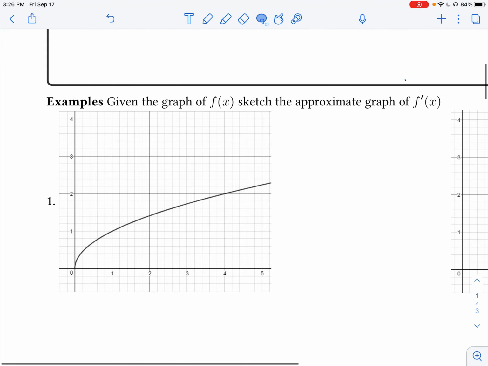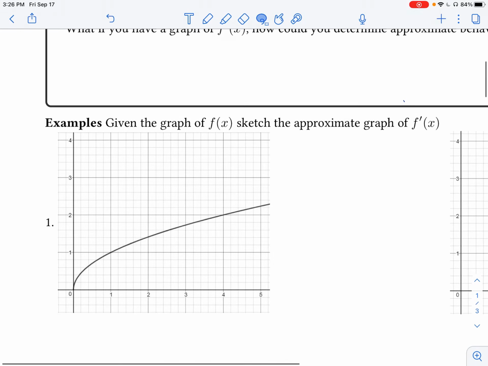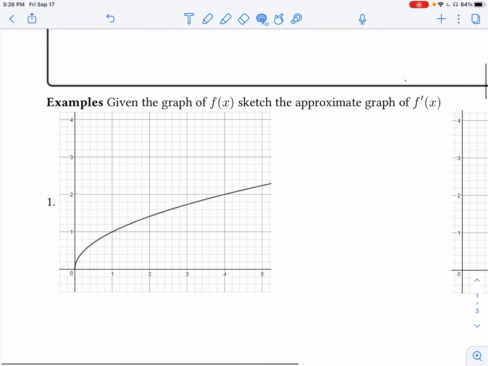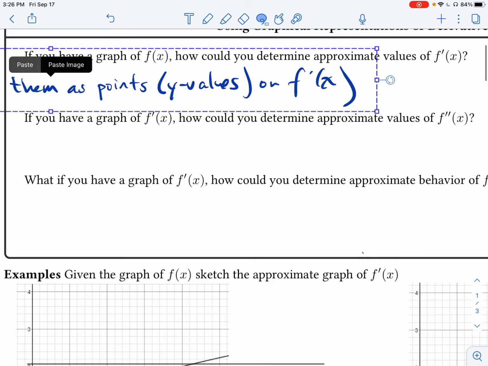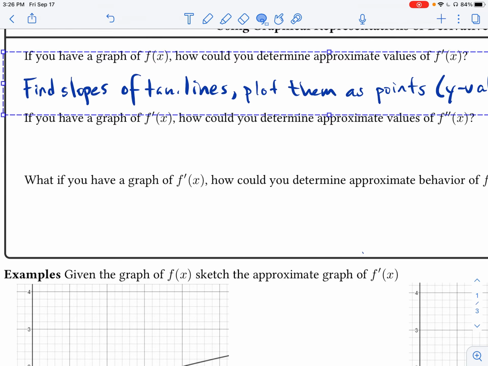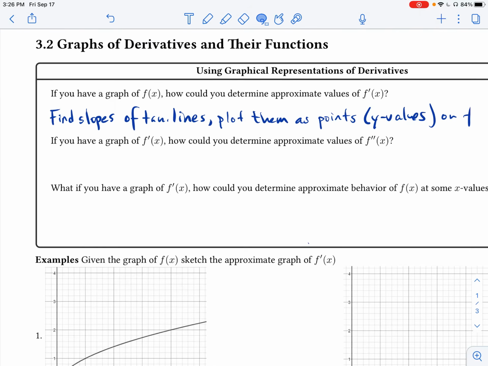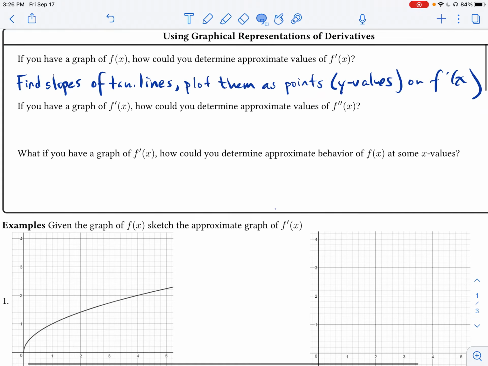Suppose we were given this graph and we were asked, how could we determine approximate values of f prime of x, or the derivative? Well, if we think about it, really what we could do is look at approximate tangent lines that we could graph and find the slopes. So what we're going to do is find the slopes of tangent lines, and plot them as points on f prime of x.